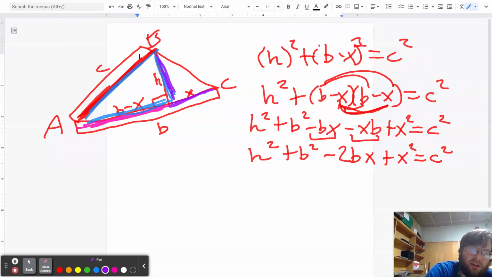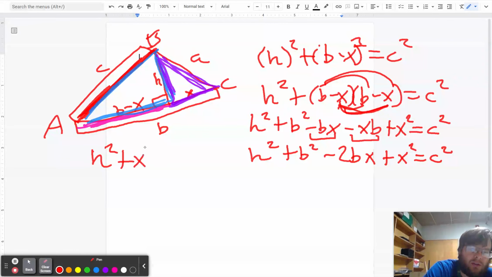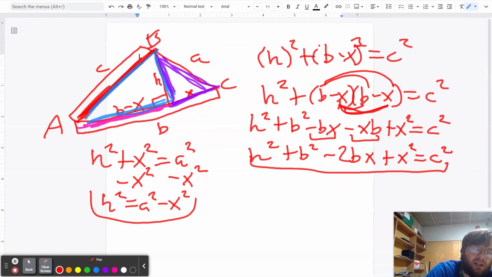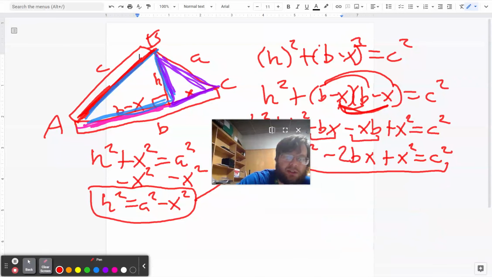So this triangle over here on the right is also a right triangle. And so I can set up a separate thing here that says h squared plus x squared equals a squared. And if I solve that for the letter h, because I have too many letters going on in this gigantic equation over here, I can get h squared equals a squared minus x squared. And I'm going to take that and substitute it in right there. And then things are going to start looking a lot nicer.